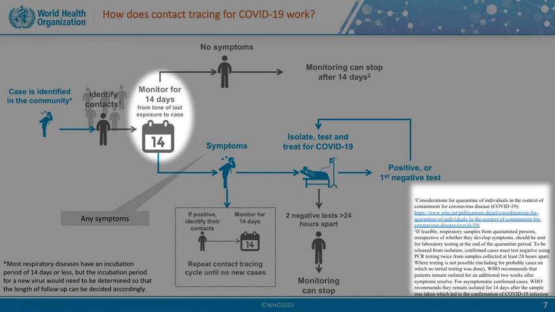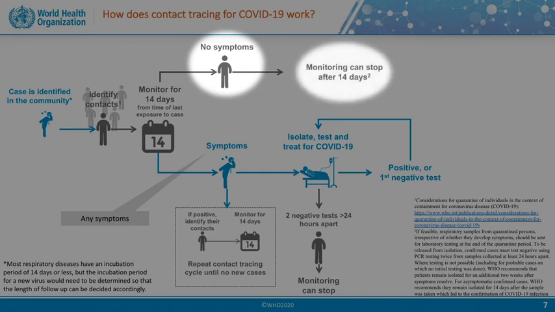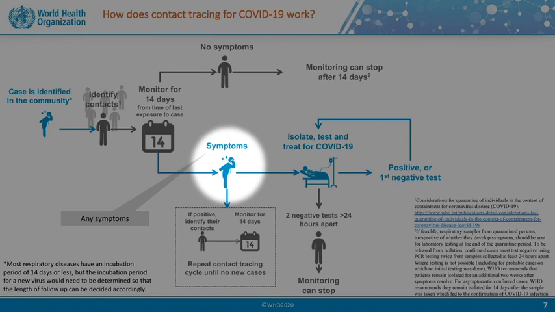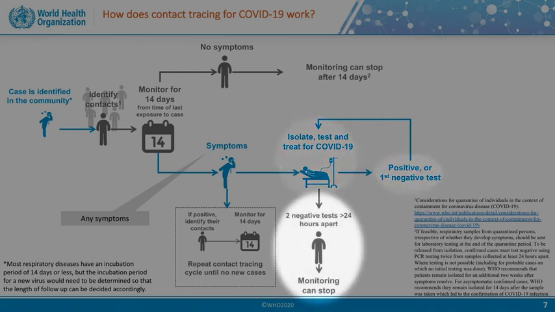During the 14-day follow-up of the contacts, if the contact doesn't develop symptoms, then monitoring can stop. If the contacts do develop symptoms, it's important that they are isolated in a medical facility, that they are tested, and that they are treated for COVID-19 depending on the severity of their illness. Once the patient resolves symptoms and they have 2 negative PCR tests 24 hours apart, monitoring and isolation can stop.